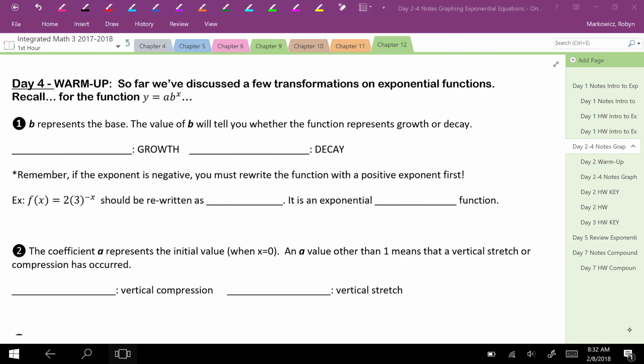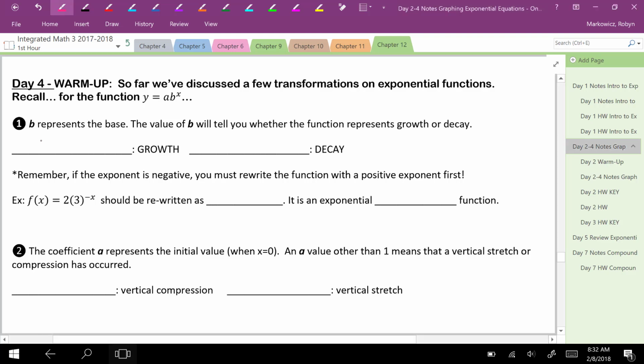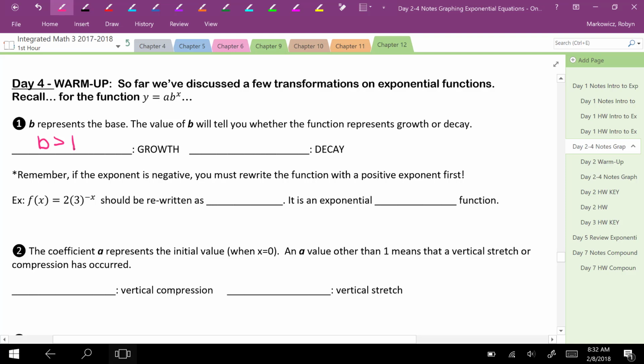Ladies and gentlemen, let's take a look at this. B represents our base. What does B have to be in order to have a growth? B needs to be greater than 1. What about a decay? Just less than 1? Between 0 and 1, because B cannot be negative or 0. Good. All right, so as an example of this, f of x equals 2 times 3 to the negative x. How can we rewrite that?